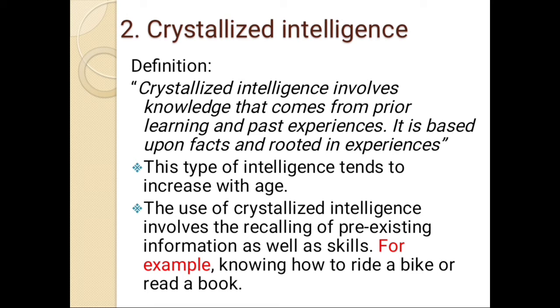This type of intelligence tends to increase with age, meaning that crystallized intelligence increases with our age. The use of crystallized intelligence involves the calling of pre-existing information as well as skills, and its best examples are like how to ride a bike and how to read a book.